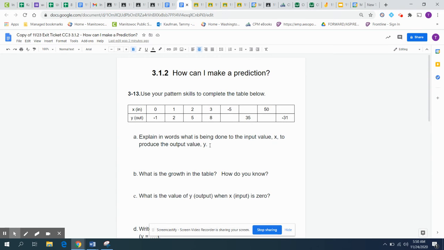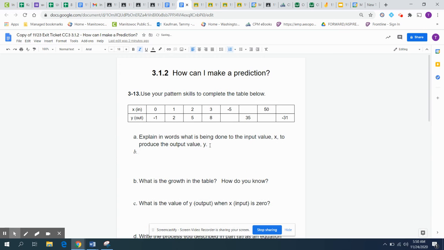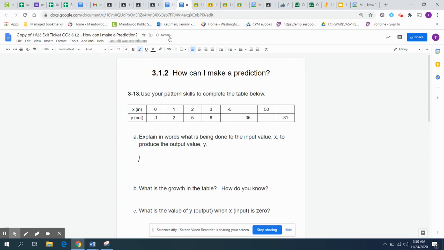So in words, I could put here: to get y, or the output, I'm going to multiply the input, x, by 3 and add -1.